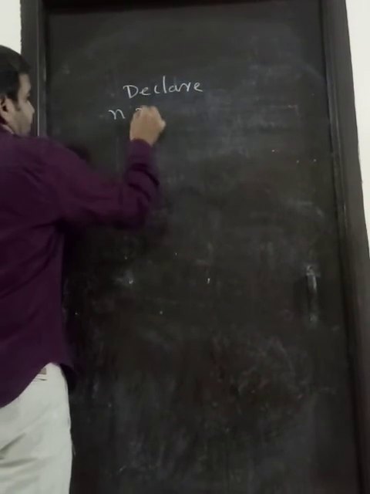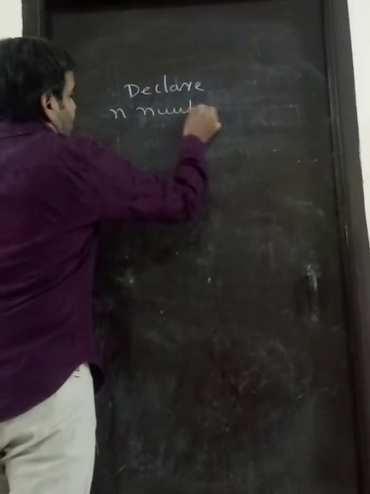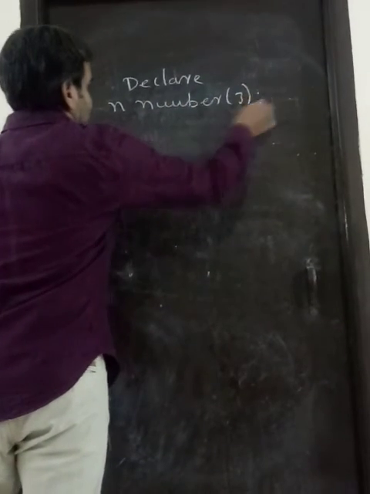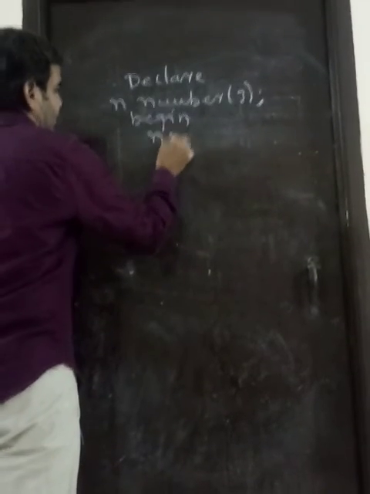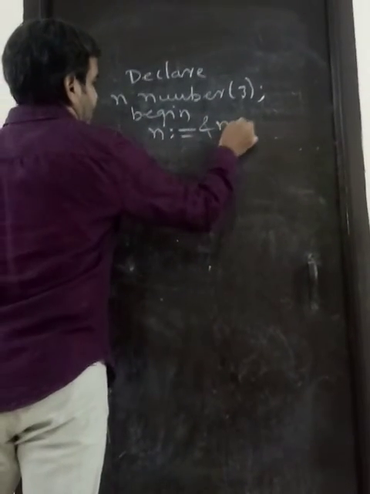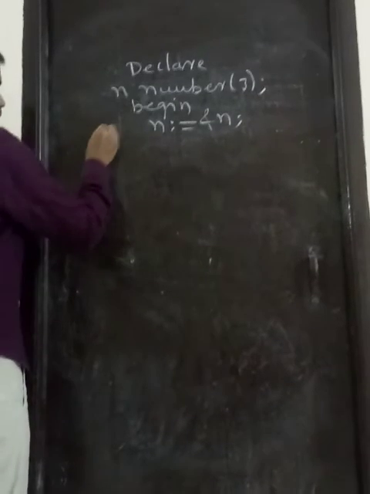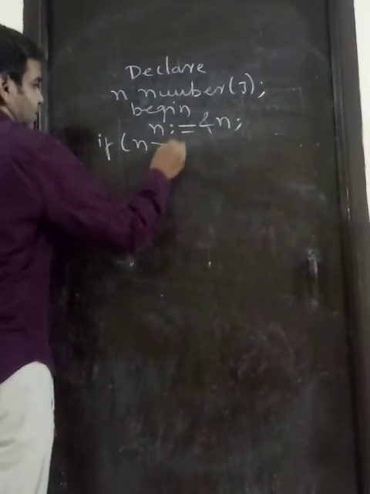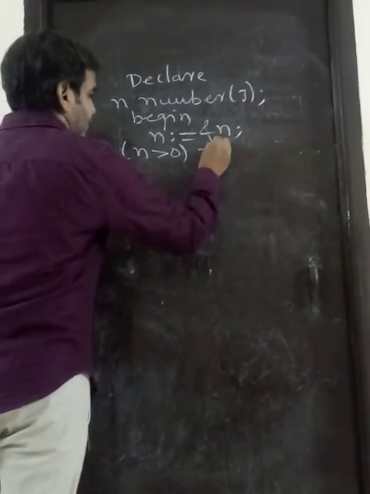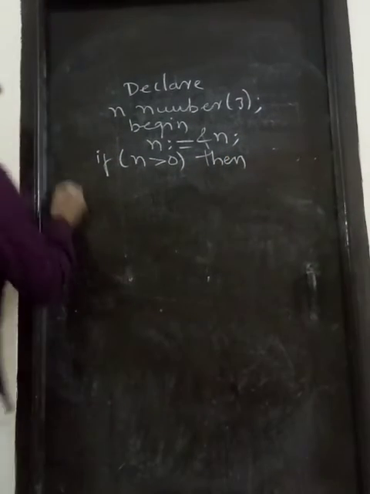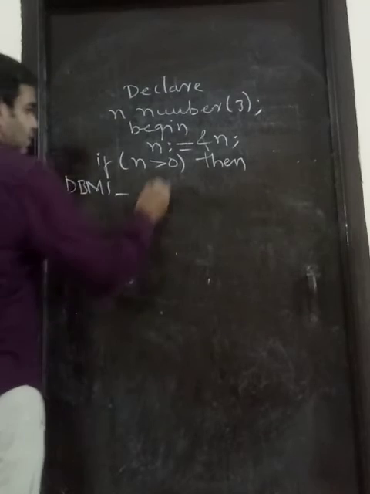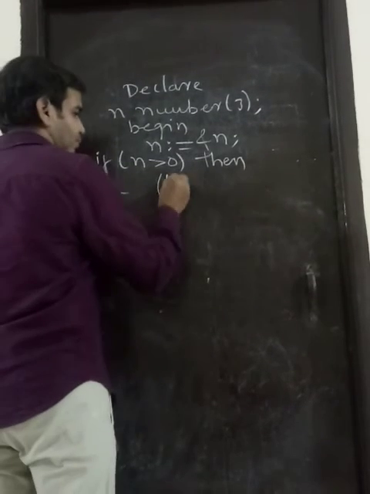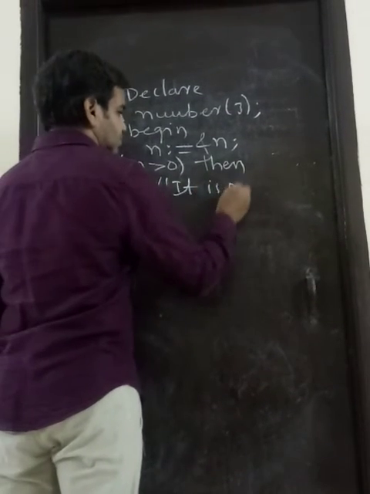So number n, number of 3, begin. N is equal to and n. So first, if number greater than 0, then I am printing dbms_output.put_line. So I am displaying it is positive.